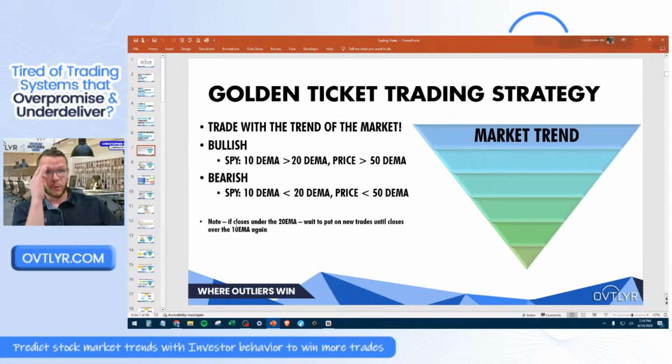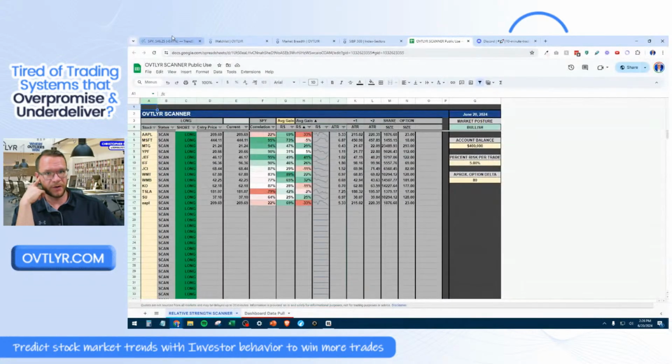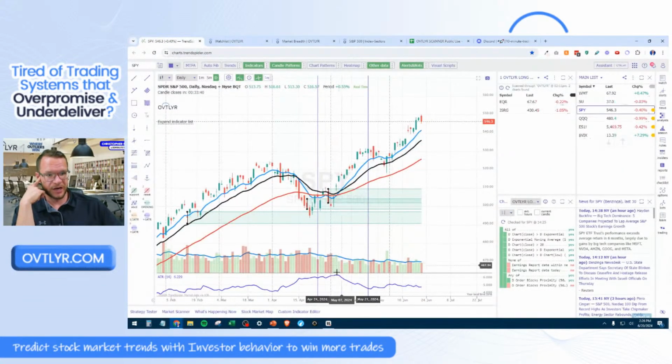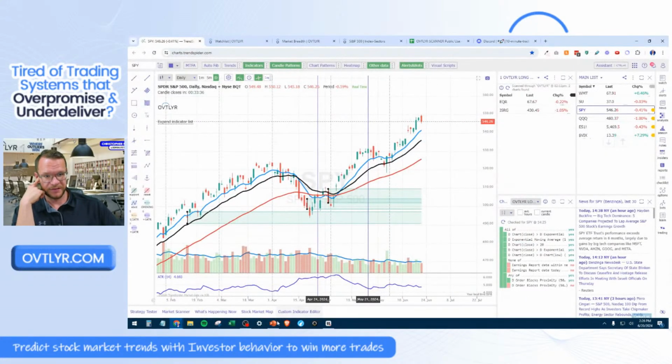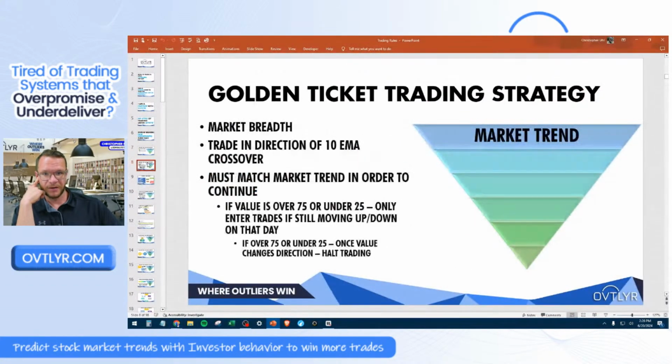So with the golden ticket trading strategy, you always want to start with the market, with the 10 over the 20, price over the 50. We just covered that a moment ago. The market is absolutely pushing higher, with new all-time highs the last several days as well. Next, market breadth. I feel like I've got the slide nailed down.